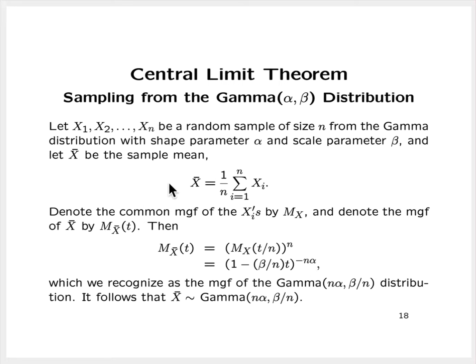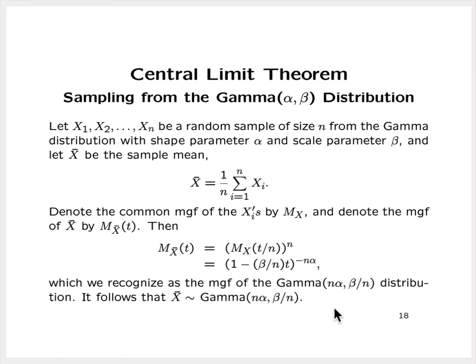Now, finding the PDF directly is very complicated, especially for a distribution that we're sampling from, like the gamma distribution. But it's relatively easy, as you've seen here, to find the moment generating function for the distribution of x bar. Its moment generating function is the same as the moment generating function for the gamma distribution with parameters n times alpha and beta over n.